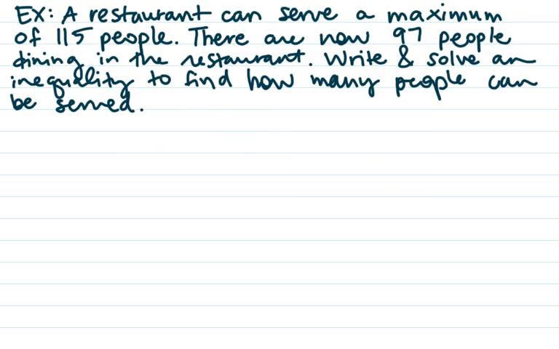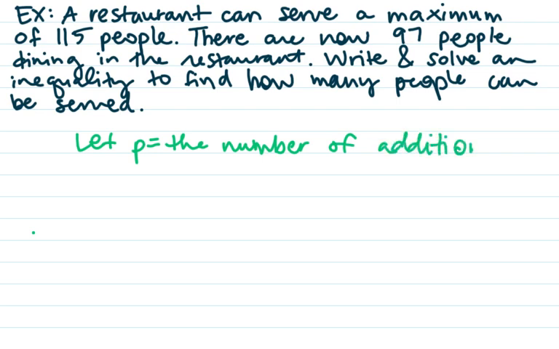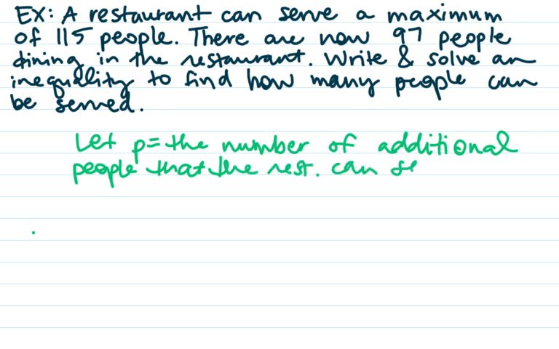A restaurant can serve a maximum of 115 people. There are now 97 people dining in the restaurant. Write and solve an inequality to find how many people can be served. So the first thing I'm going to do is let p equal the number of additional people that the restaurant can serve. And I let my variable equal what I don't know, right? I want to know how many more people the restaurant can serve.